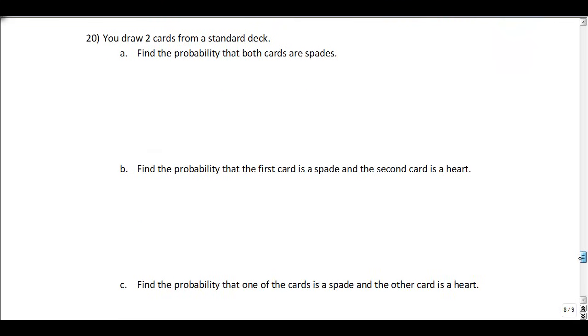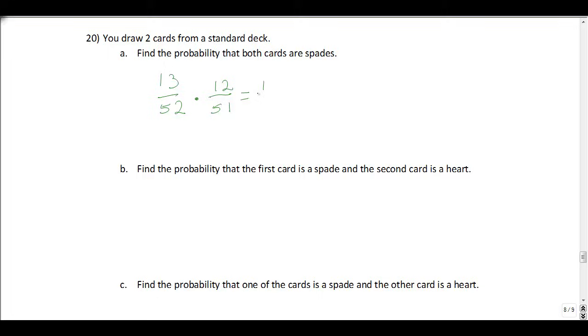Okay. Next one, we're dealing with cards here. So you draw 2 cards from a standard 52 card deck. Find the probability that both cards are spades. So a couple ways to do this. One is I'm going to worry about the probability the first card is a spade. So that's 13 spades out of 52 cards. Then I'm going to assume that the first card was a spade. Then what's the probability the next card is a spade? So if you think about that, there's 51 cards left. We already pulled out 1 spade, so there's 12 spades left.